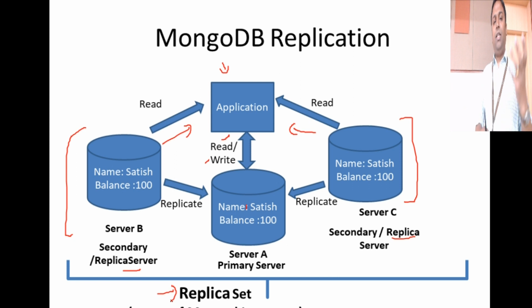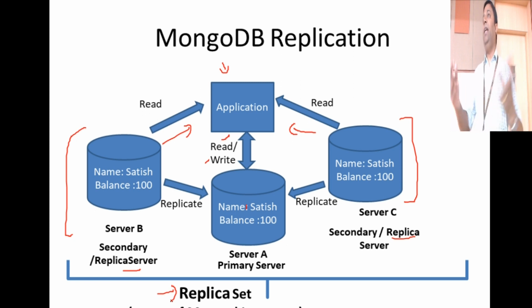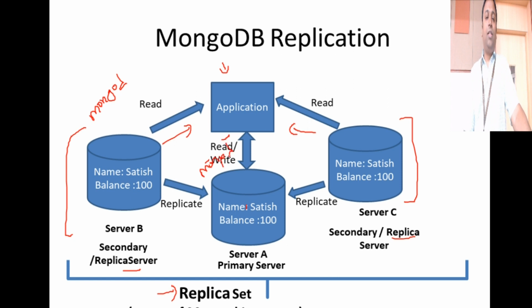And what each server means, it's a MongoDB instance. It's an instance running, or it's a MongoDB process that takes care of maintaining the copies of the data set. So each one is a separate MongoDB instance. So you have to run many MongoDB instances then.